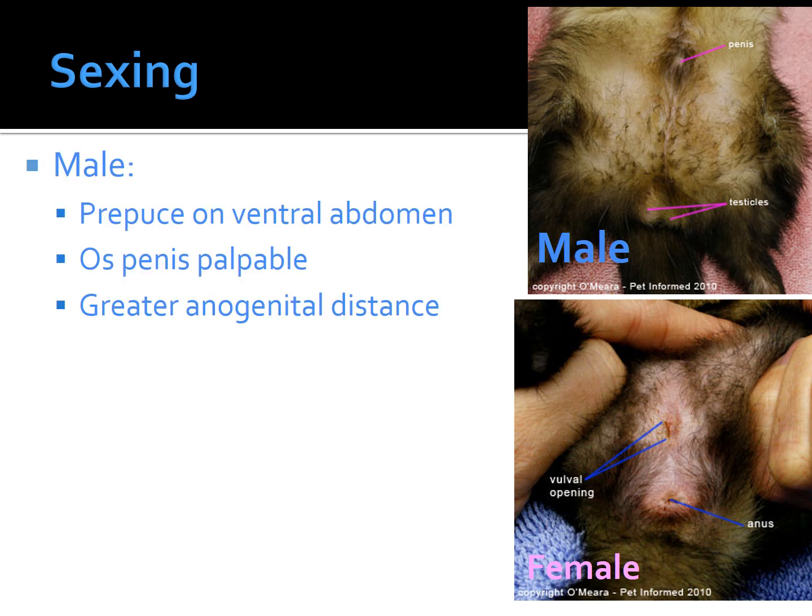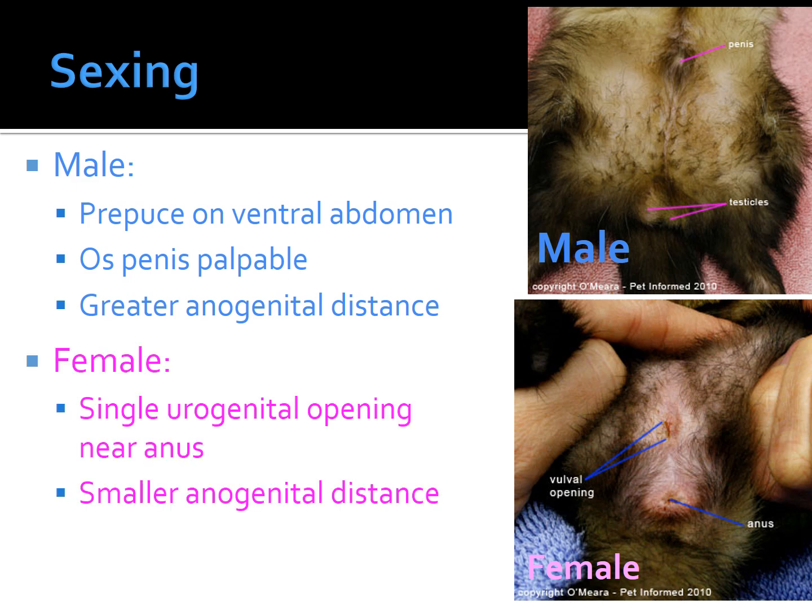Sexing, the males are pretty obvious. You can feel the os penis. You can actually feel that bone in there. There is also a greater anogenital distance, and you can clearly see the prepuce on the ventral abdomen. The female, there's a single urogenital opening, and that's near the anus, and there's, like with the rodents, a smaller anogenital distance. You will want to know how to sex these animals.